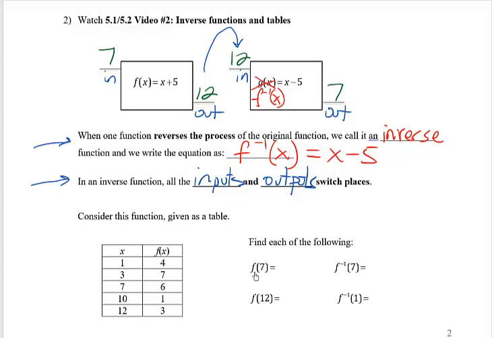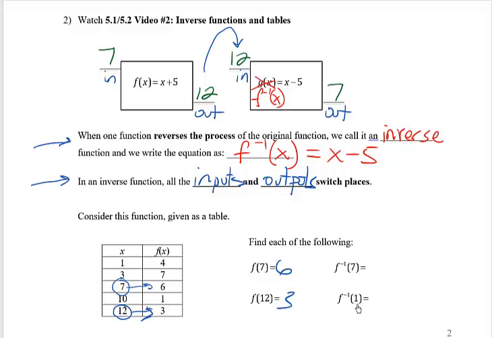F of 7, whatever's in the parentheses, is of course the input to the f function. So I go to the input column, I locate that particular input, and I can see that it is matched with an output of 6. Easy enough. Same thing for the second example. Look up 12 in the input column, and it of course is matched with an output of 3.